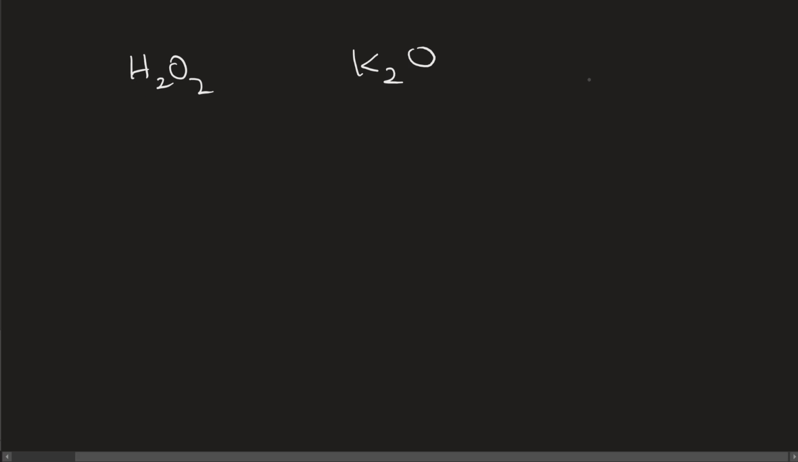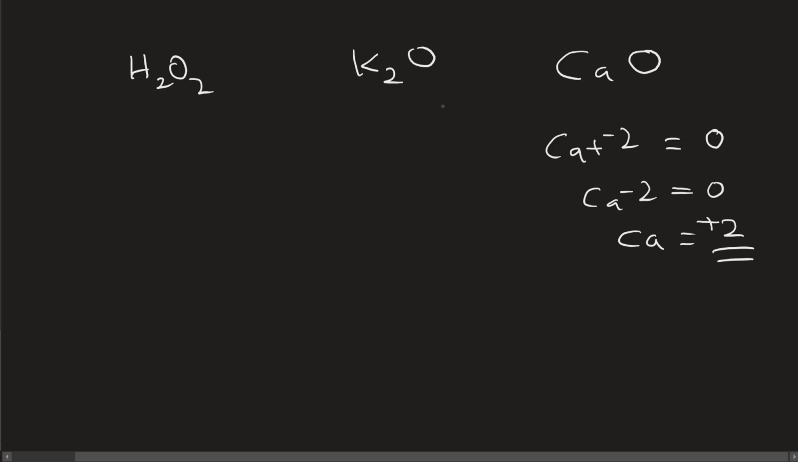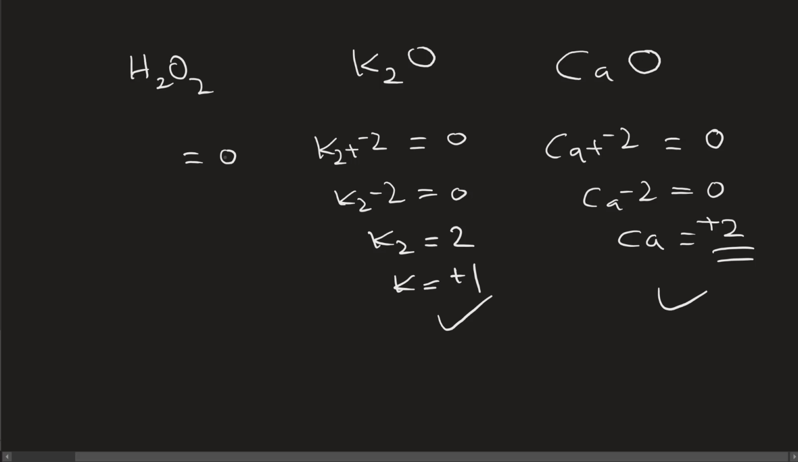Now the other ones are unusual ones you might see, H2O2, K2O, calcium oxide. So the calcium oxide will come to calcium is 2+, no need to calculate actually. K2O also, oxygen is -2, K is +1, no need to calculate, right? You could prove it though, no need to.